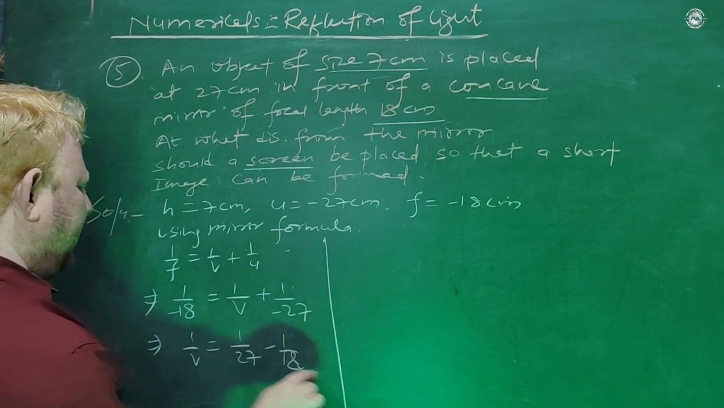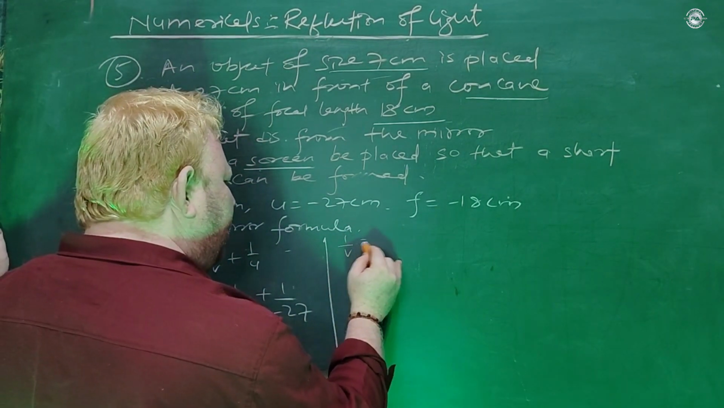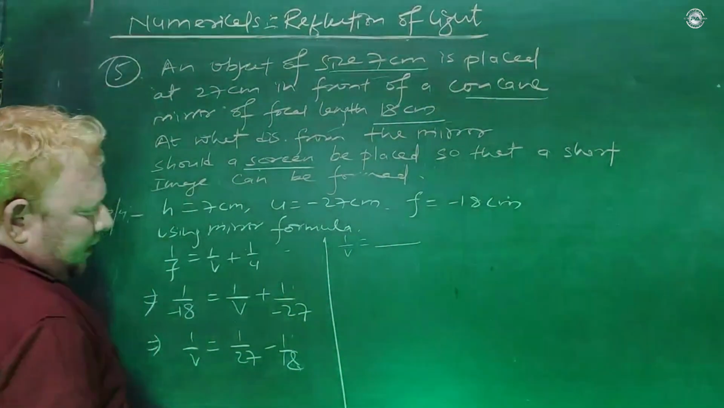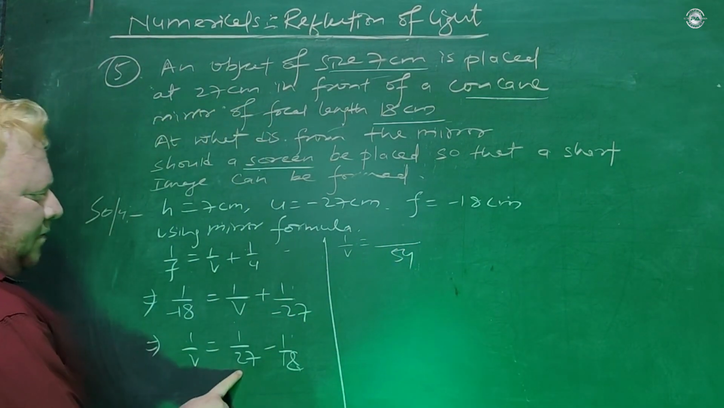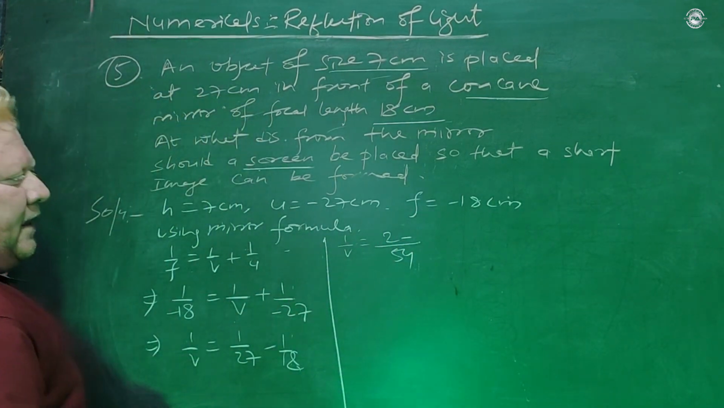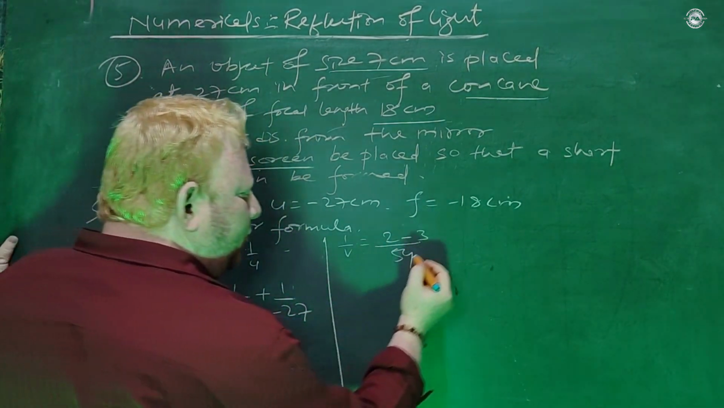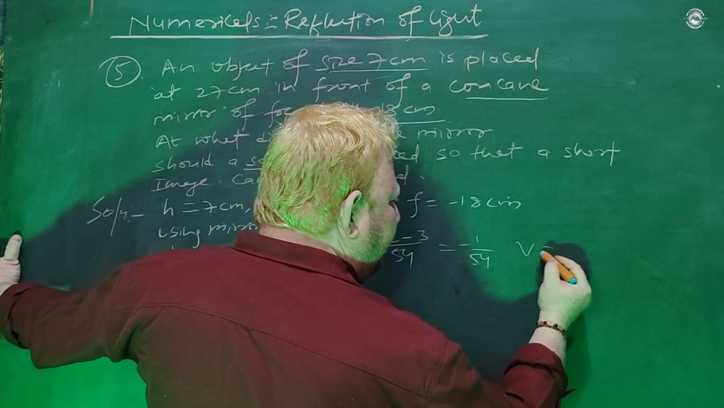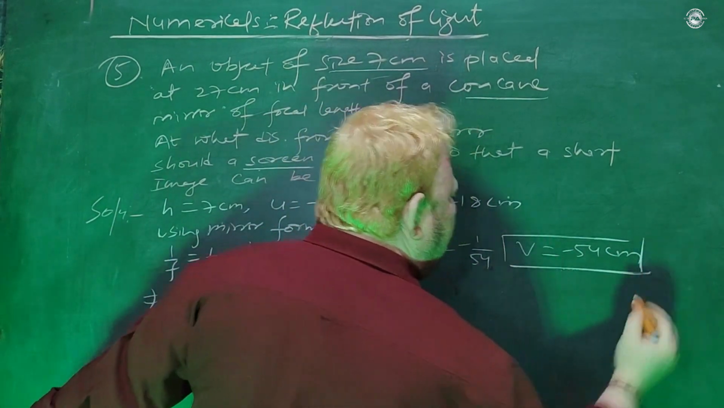Good. Now what else can we have? 1 by v equals to, can I take the LCM of 27 and 18? I think 54. For 54 from 27, 2 times, so here 2 minus 18, 3 times, 3. So that comes out to be minus 1 by 54. So of course v is equal to minus 54 centimeter, right?